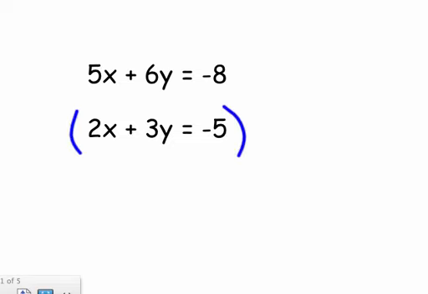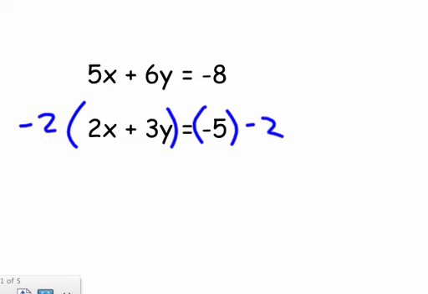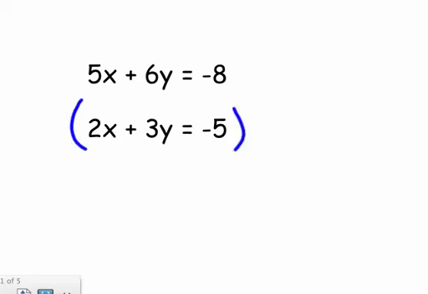Okay? And I like to write it like this because I have to multiply the whole thing. Essentially, by my algebra rules, I have to multiply both sides by a negative 2 to keep my equation balanced. But really, I'm just multiplying every single term by a negative 2. So that's all I do. I usually just put it in parentheses and put a negative 2 out here, so I know I got to do it to every term.